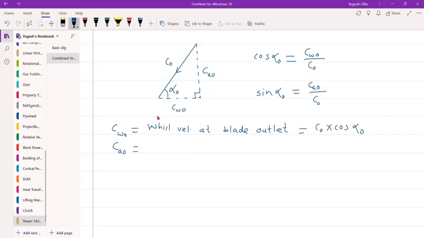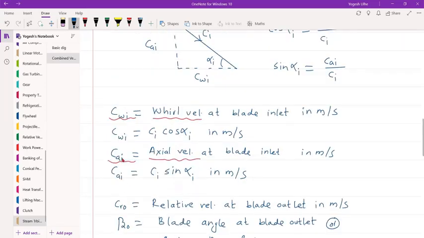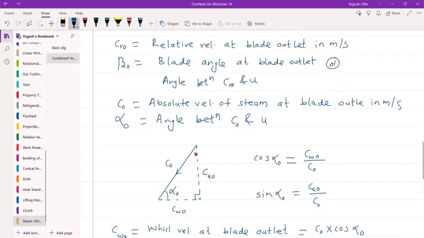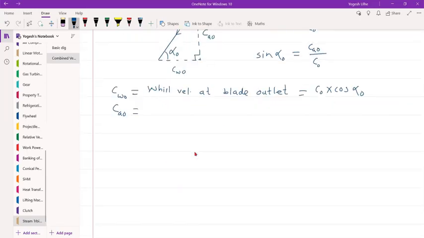Guys, see, here we have seen that CWI means whirl velocity at blade inlet. CAI means axial velocity at blade inlet. Okay. So what is meant by CAO? Axial velocity at blade outlet, CO into sine of alpha O.